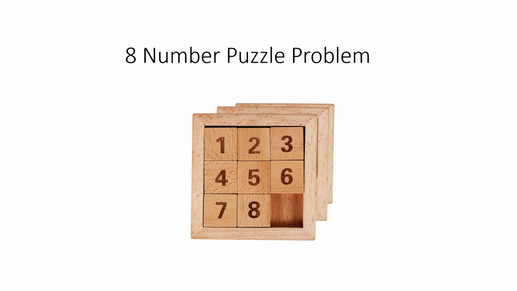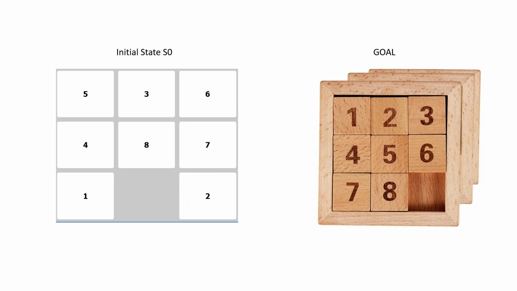Today, we are going to talk about the A-star search algorithm and how it can be used to solve the 8-number puzzle problem. The 8-number puzzle is a simple puzzle where you have a 3x3 grid with 8 numbers and a blank space. The goal is to rearrange the numbers to form a specific order, such as 1, 2, 3, 4, 5, 6, 7, 8, and blank space.